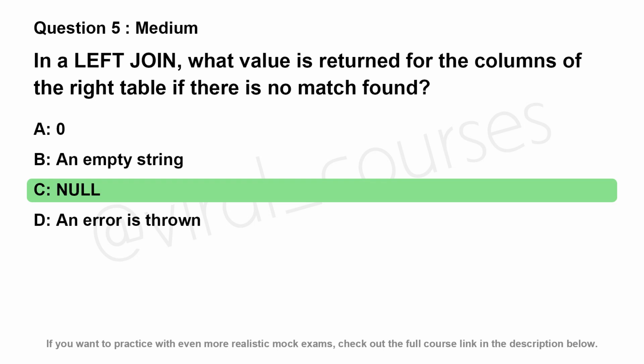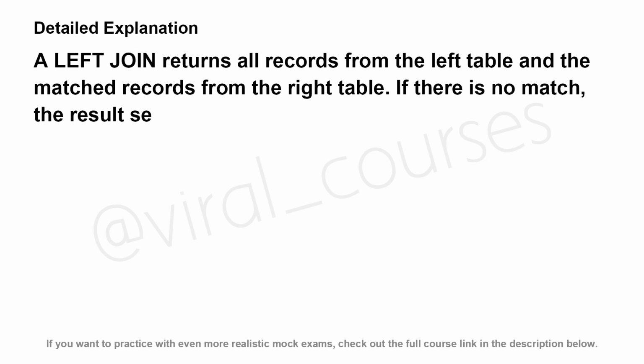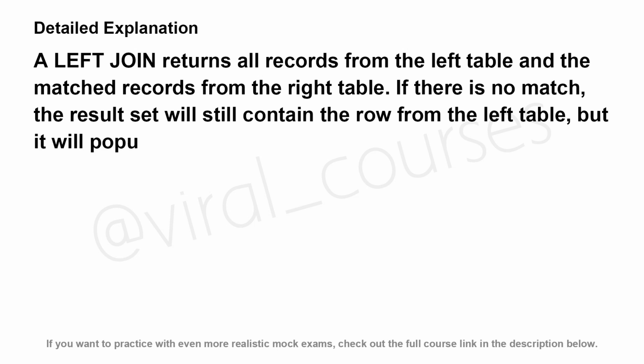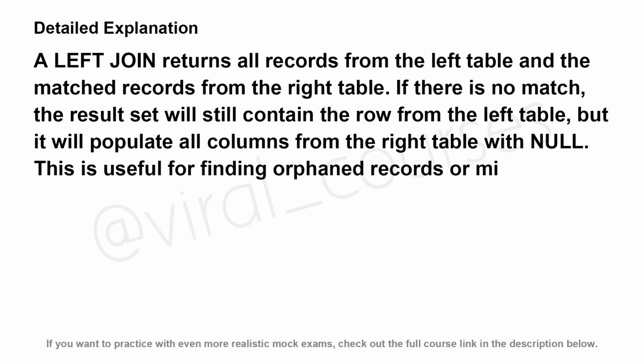The correct answer is C. A left join returns all records from the left table and the matched records from the right table. If there is no match, the result set will still contain the row from the left table, but it will populate all columns from the right table with null. This is useful for finding orphaned records or missing data in related tables.